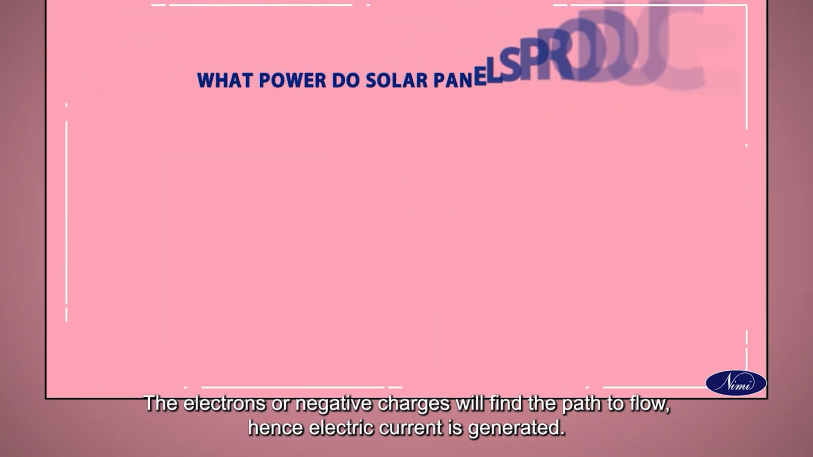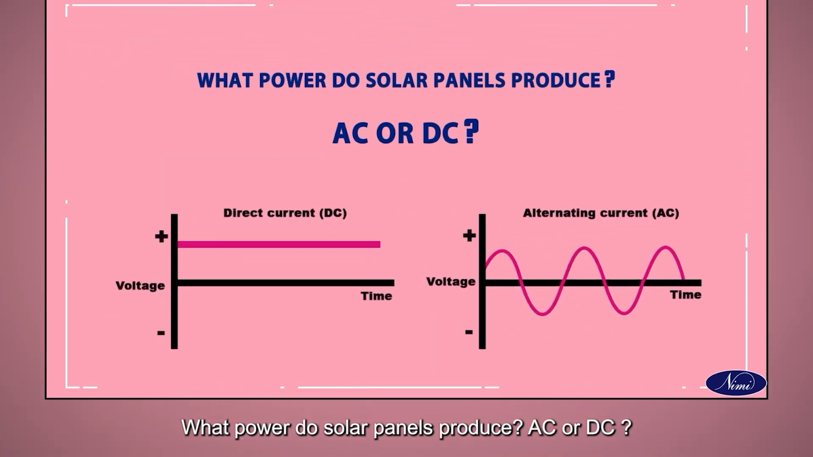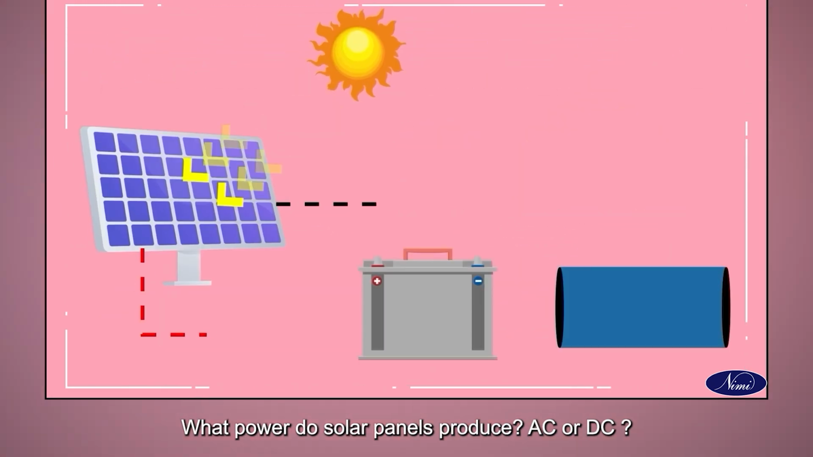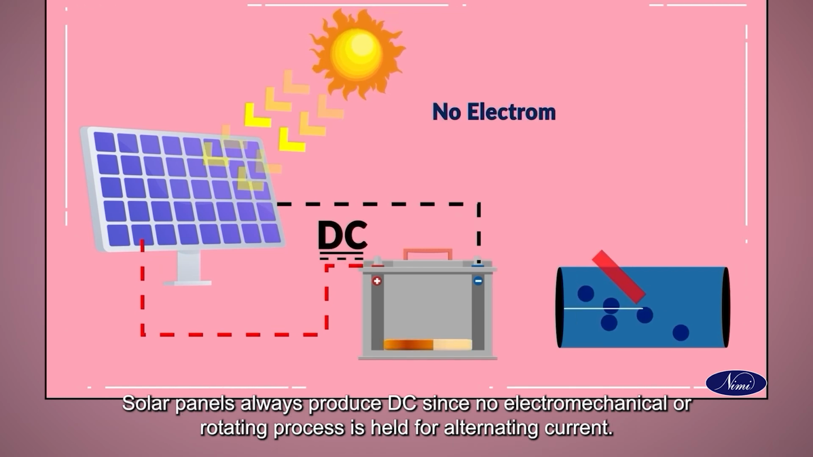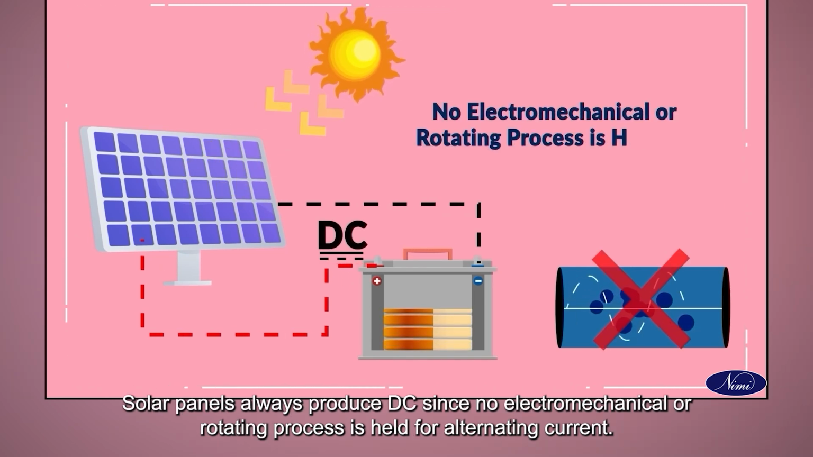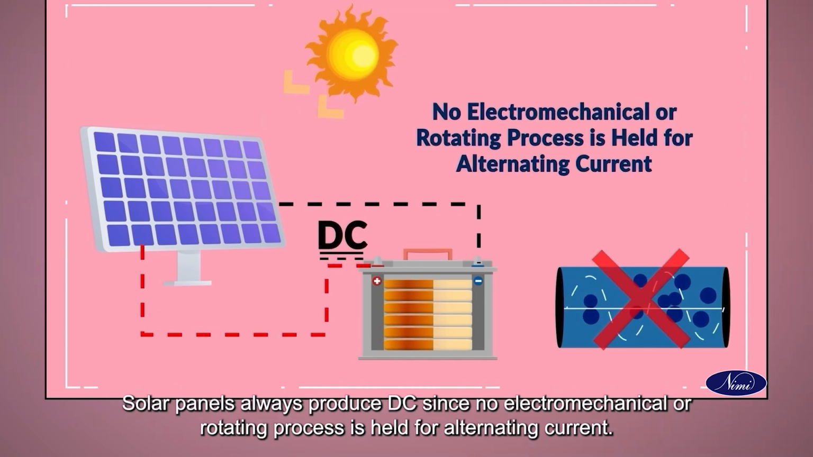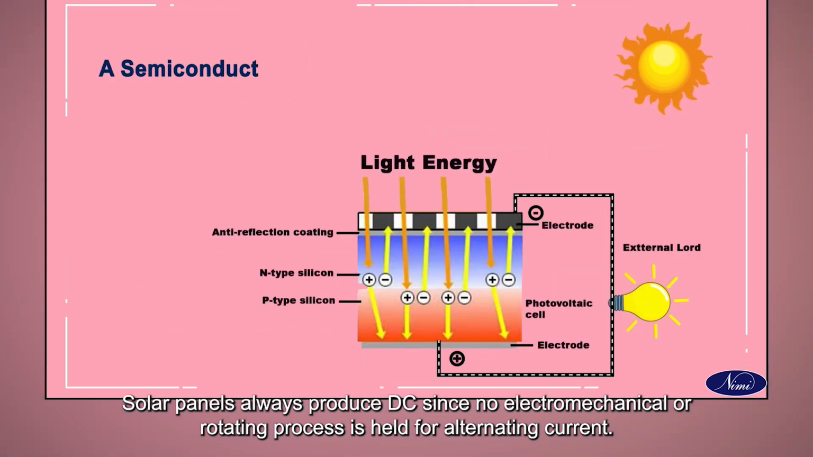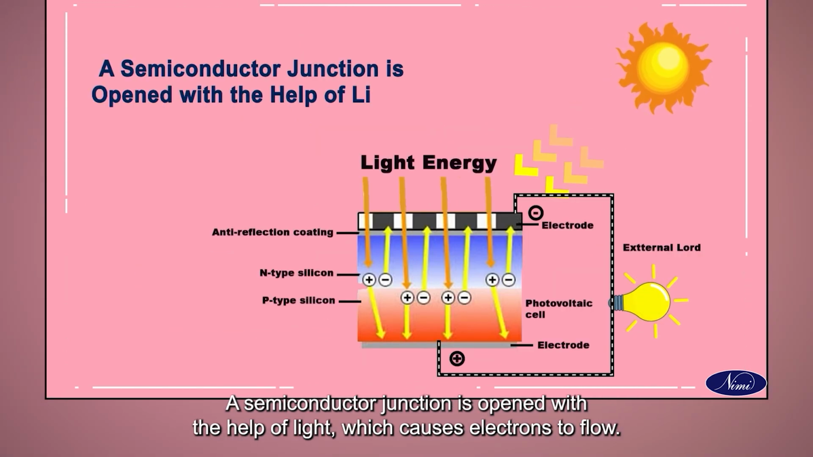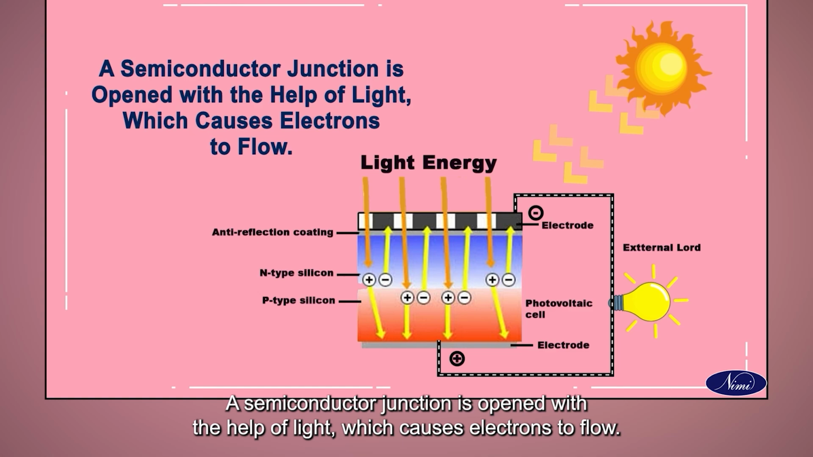What power do solar panels produce, AC or DC? Solar panels always produce DC since no electromechanical or rotating process is held for alternating current. A semiconductor junction is opened with the help of light, which causes electrons to flow.